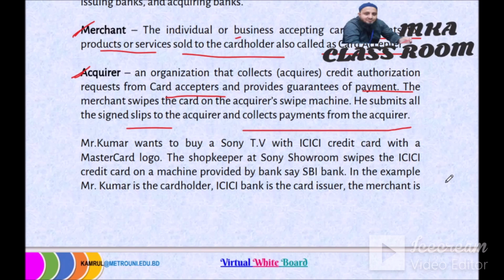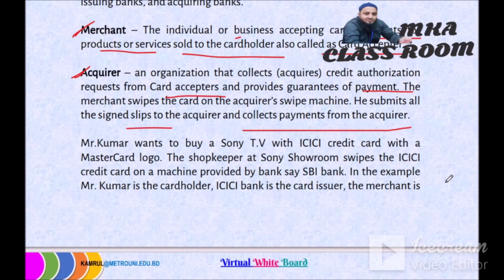So several things are related here. Kumar is the cardholder, ICICI is the card issuer bank, the merchant is the Sony showroom, SBI bank is the acquirer, and MasterCard is the card association. So several parties, 1, 2, 3, 4, 5, are related in a transaction. There are 5 or 6 parties involved in your payments.